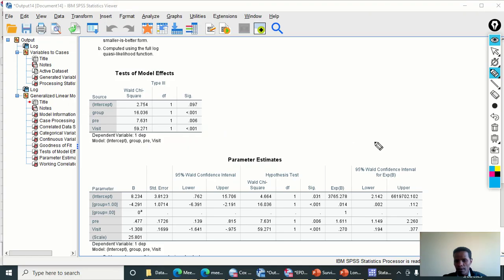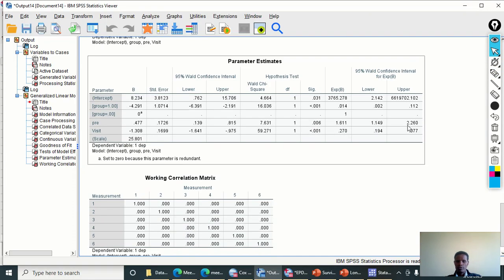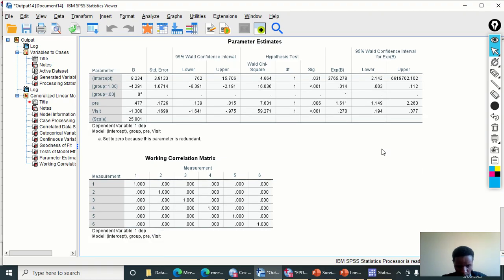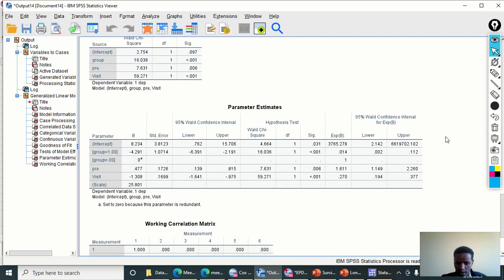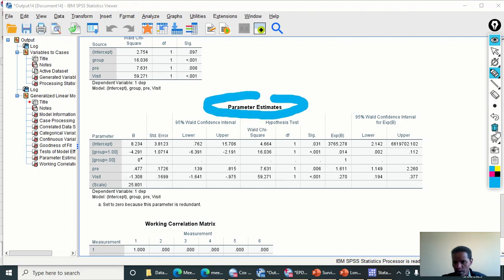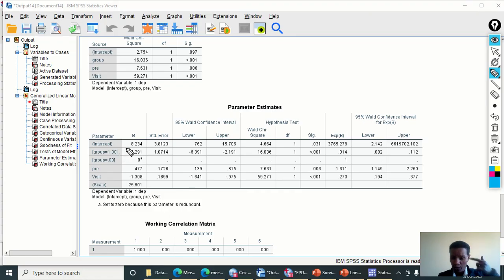So all the three predictor variables are statistically significantly associated with the outcome variable. Now, the last table that we are going to use for interpretation is the parameter estimates. We are not interested in the intercept, but for group 1, that means the group who is taking the estrogen patch, the drug, they are less likely to develop depression in the long follow-up period of time.